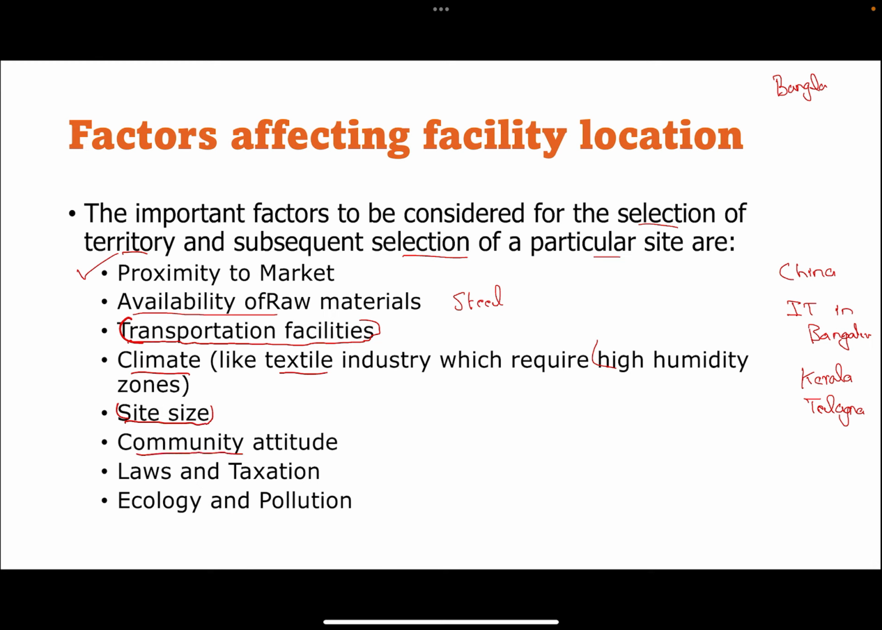And then community attitude is very important. Sometimes there may be a problem of militant unions which may disrupt and hamper the progress of the company. So that is also another factor for selecting the facility location. And then you have the laws and taxation. If the companies are taxed very heavily, then it is a deterrent for the companies to set up the plant there. And also then you have the ecology and pollution issues.